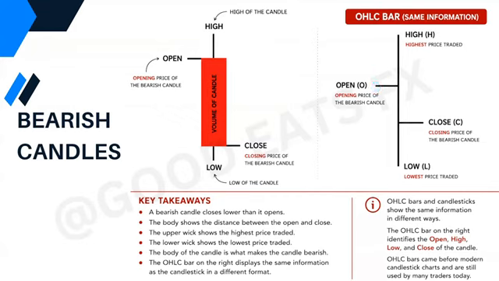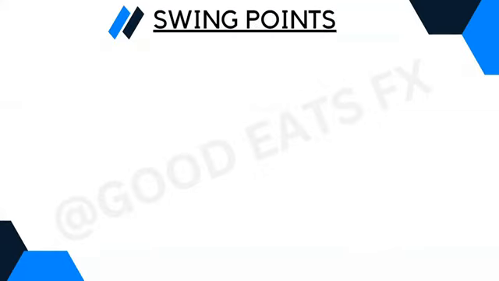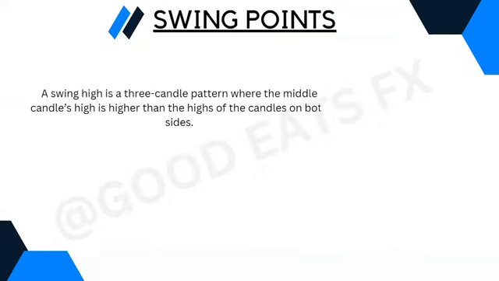Okay, let's move on. We're going to now connect the candles. And I'm going to explain to you one of the most important things you will learn in this book, and that is swing points. A swing high is going to be a group of 3 candles where the middle candle's high is higher than the highs of the candles on both sides. Okay, so here's candle one.